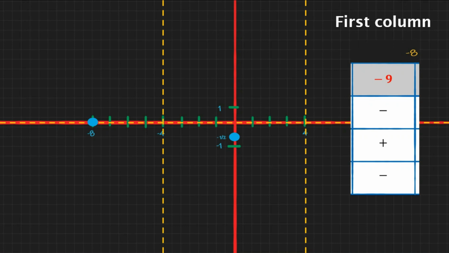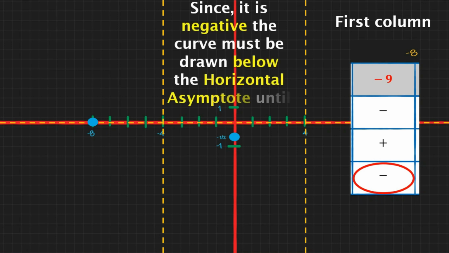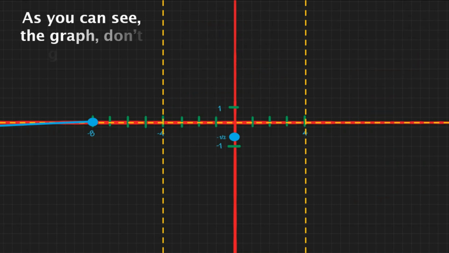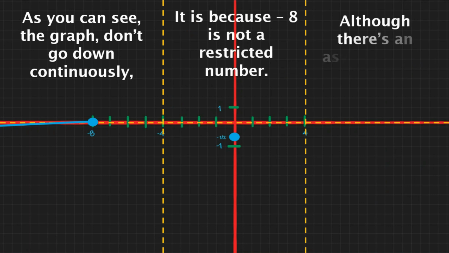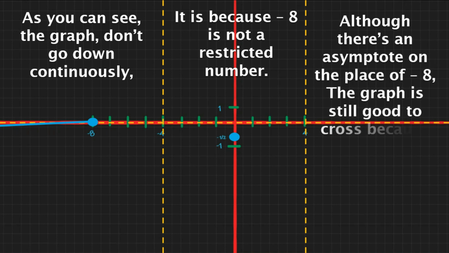Ang sign ng answer dito ay negative. Dahil ito ay negative, ang curve dapat na idodrawing ay nasa baba ng horizontal asymptote. Ngunit ito dapat ay hanggang -8 lang dahil ito yung harang sa ating table. Mapapansin na ang graph ay dapat hindi tumuloy pababa ng todo dahil ang -8 ay isa sa mga restricted number at ang -8 ay kasama rin sa asymptote. Well, dapat di makatawid ang graph sa kanya.